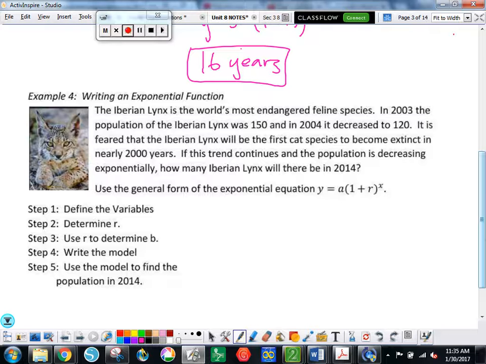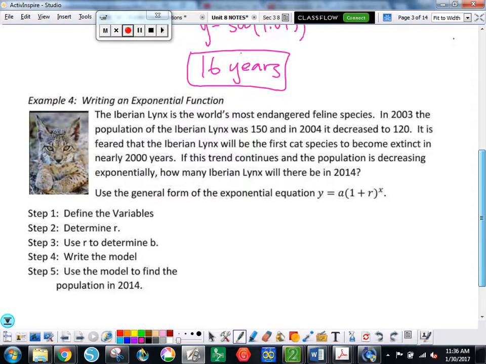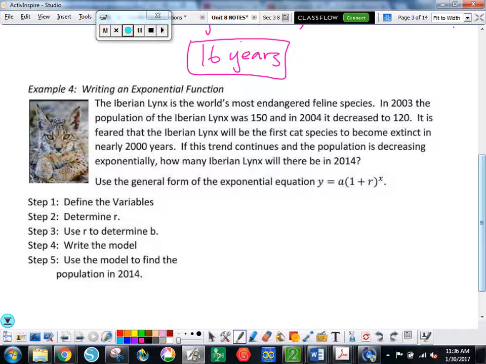All right, so this lynx is the world's most endangered feline species. That's what she looks like. In 2003, the population of the lynx was 150, and in 2004, it decreased to 120. I got these numbers online. Now, we can predict what's going to happen. Anyway, in 2003 it was 150, in 2004 it's 120. So are we okay saying that it decreased?